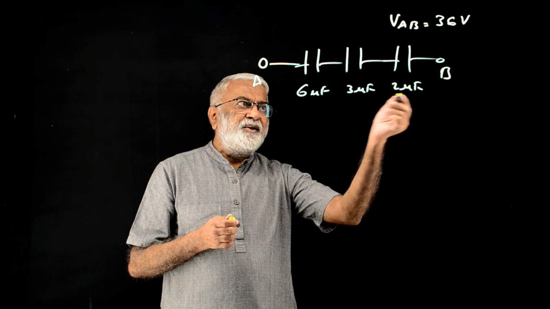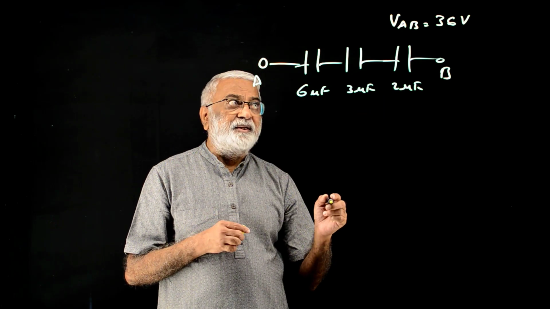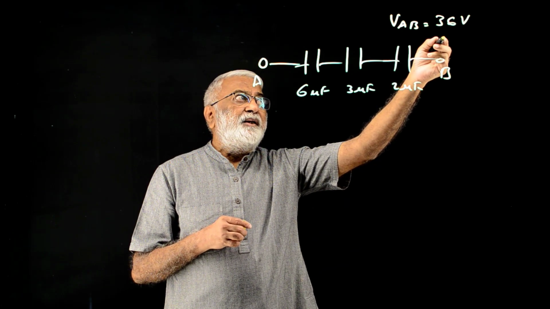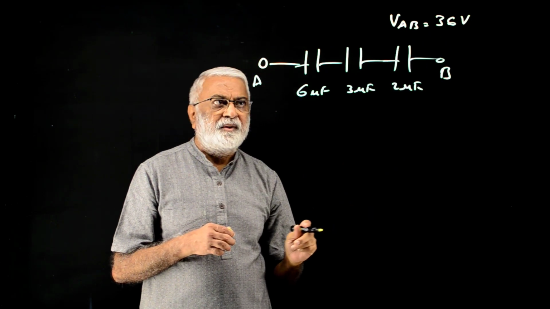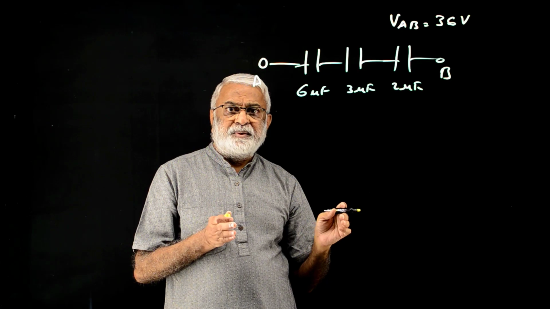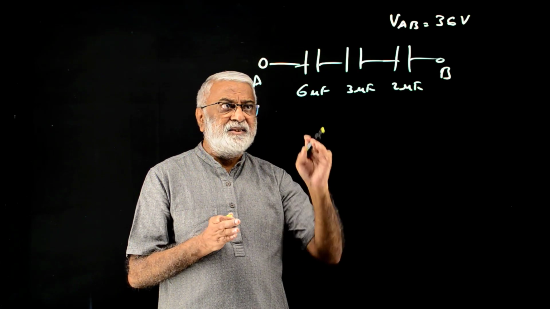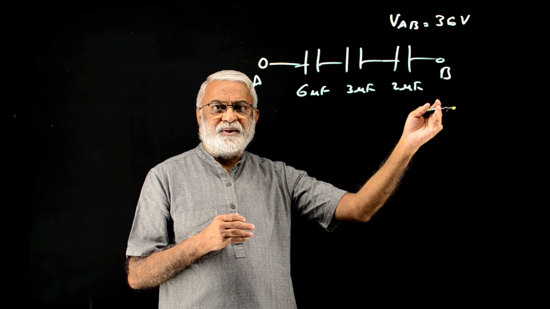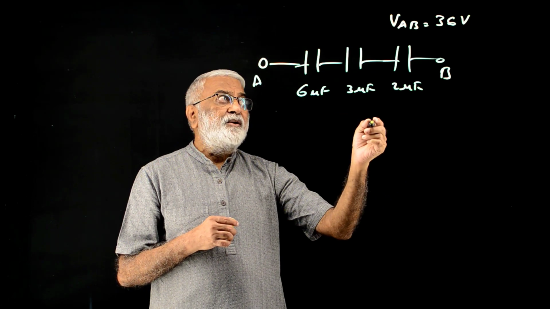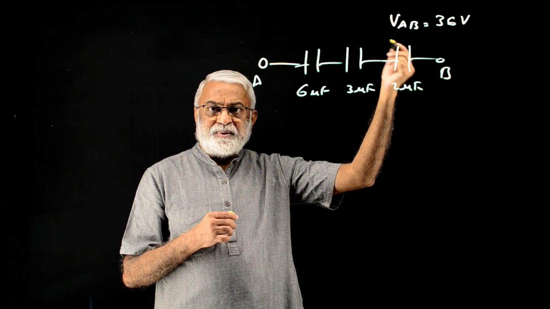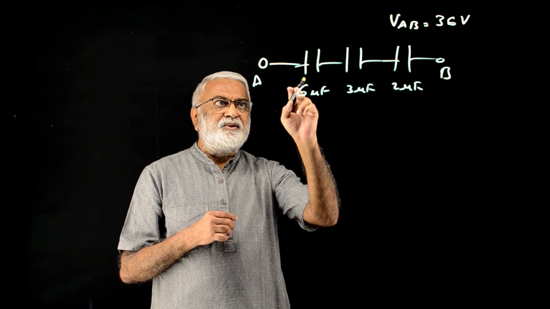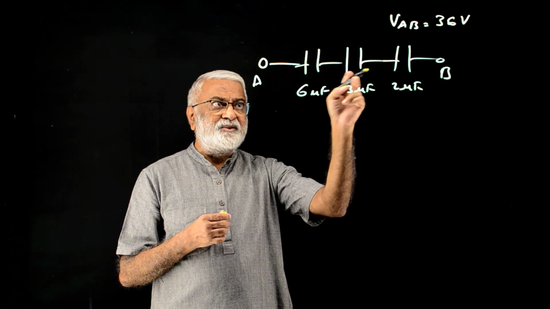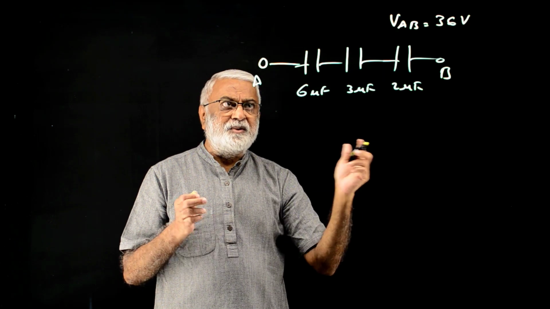Now, this equivalent capacitance is 1 microfarad, and that equivalent capacitor will store a charge of 36 microcoulomb. You have learned that the equivalent capacitor will store the same charge as any of the individual capacitors. So that's 1 microfarad times 36 volts, so 36 microcoulomb. This is the charge in the equivalent capacitor, and it will be the same on these capacitors: 36, 36, 36 microcoulombs.